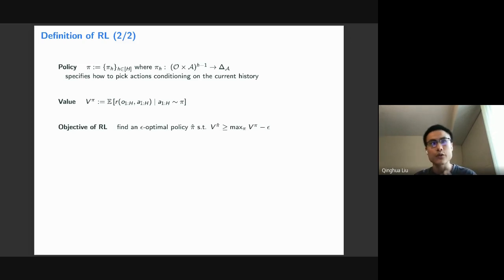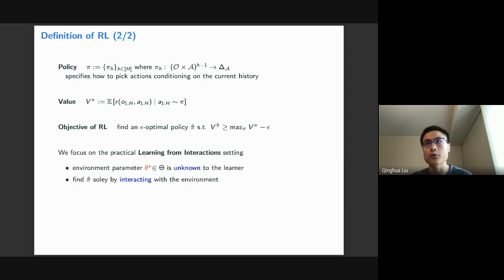The objective of reinforcement learning is to find a good policy pi hat such that the value of pi hat is at most epsilon smaller than the optimal value. Here, the optimal value is the maximum value that can be achieved by any policy pi.